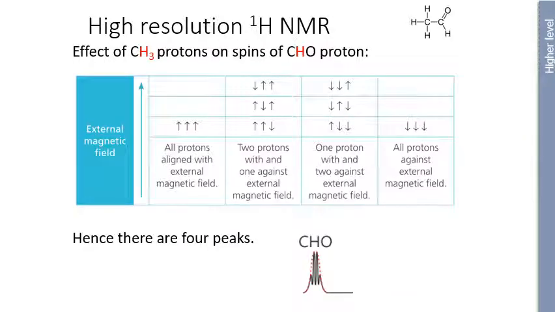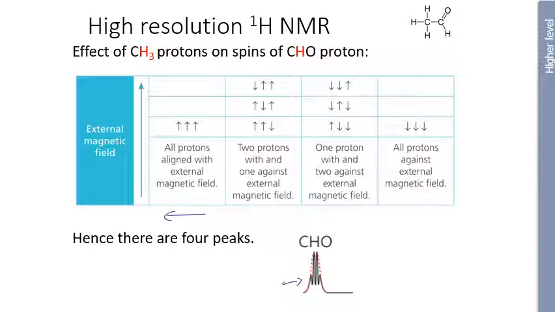So what about the effect of the protons on the methyl group on the spin of the proton on the aldehyde group? Well, again, you have the external magnetic field. If all the protons on the methyl group are aligned with the external magnetic field, then you're going to have this signal here. Okay, it's going to be moving downfield.